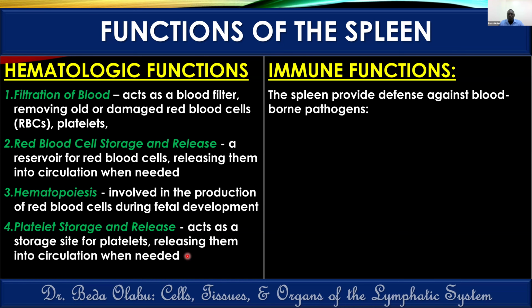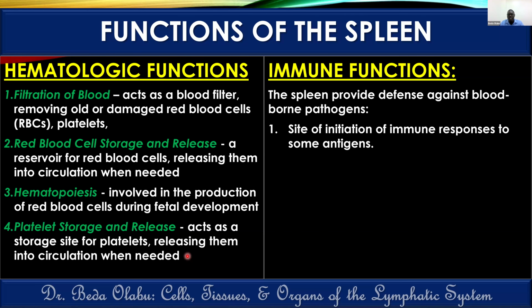How about the immune function of the spleen? The spleen has several immune functions, but basically, remember, it's a site of initiation of immune responses to some antigens, especially blood-borne antigens. So this is the primary site where these responses are initiated. It's a key site of antibody production by the B cells. So once this immune response has been initiated, the B cells respond by production of antibodies.